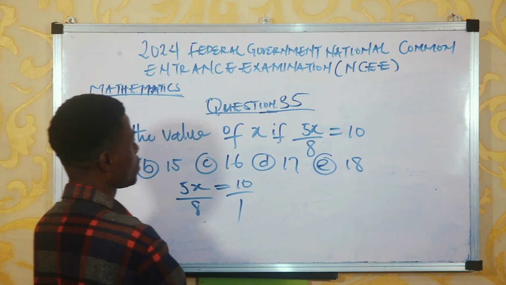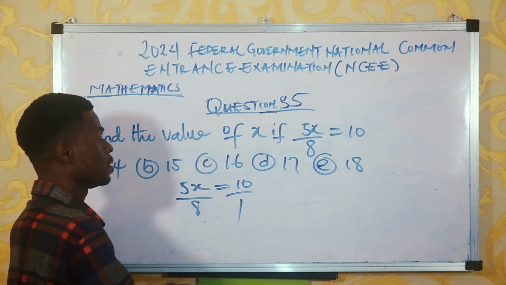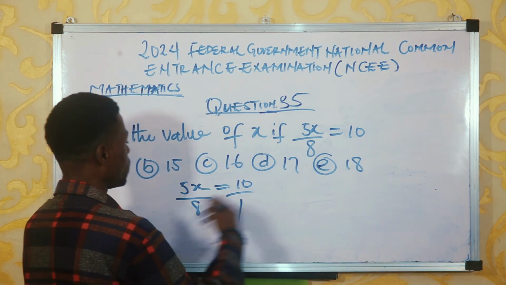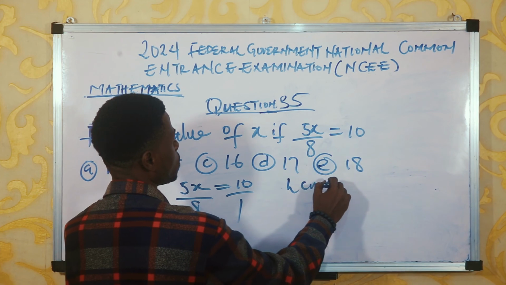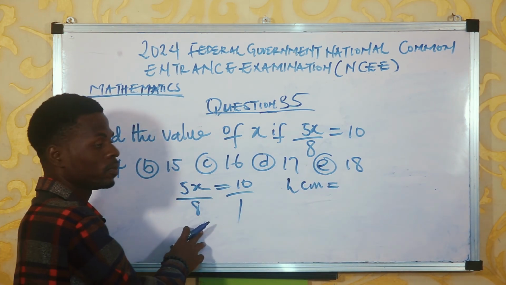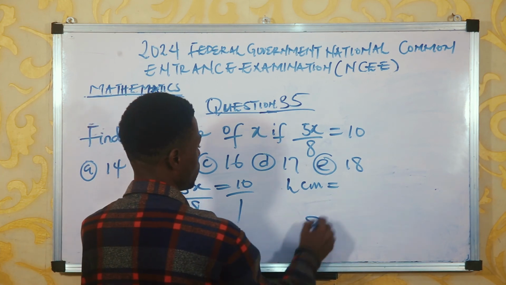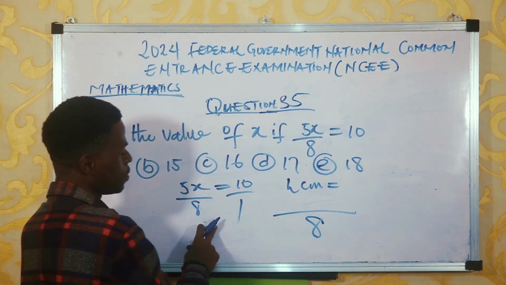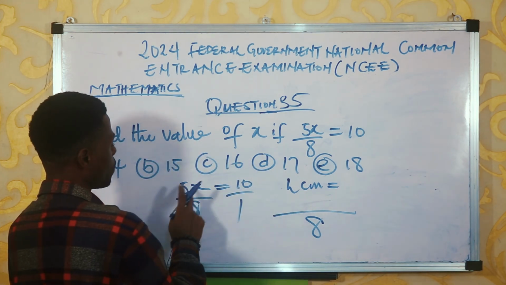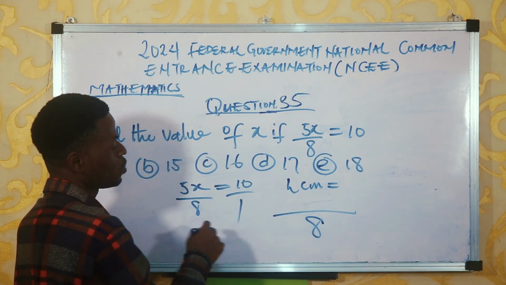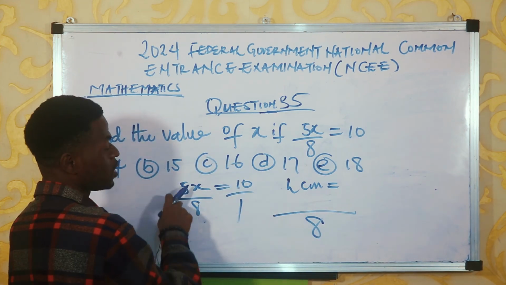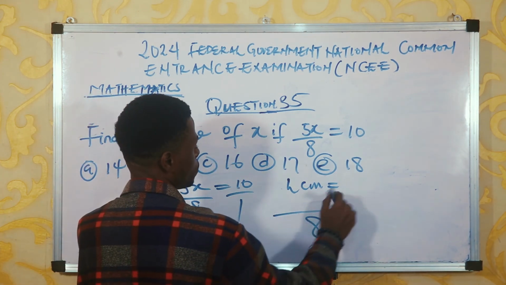So we have to find our LCM. We can cross multiply, and at the same time we can find our LCM, whichever. But let's find our LCM. So our LCM of 8 and 1 is what? It is 8, because 1 is a factor of 8. So we have 8 here. Take note of that. 8 in 8 is 1, then 1 times 5x will give us 5x.